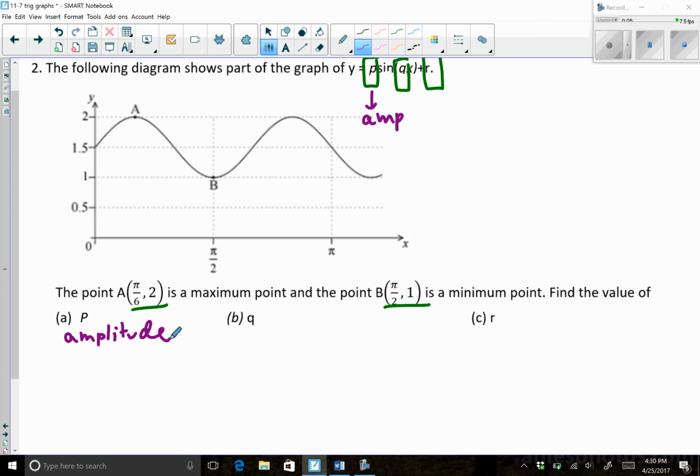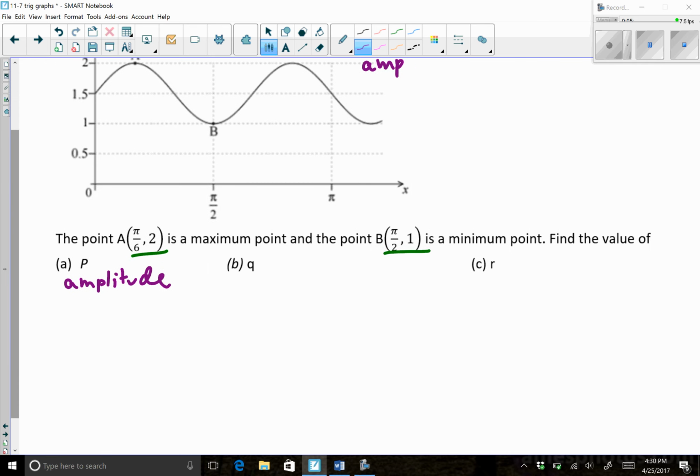To calculate amplitude, remember again, we do max minus min, over 2. We use the y values. So the maximum y value is 2 minus the minimum y value of 1. The amplitude here is 1 over 2 when you calculate.